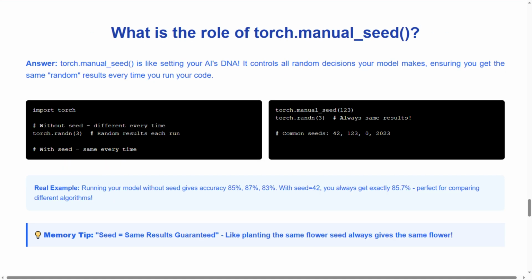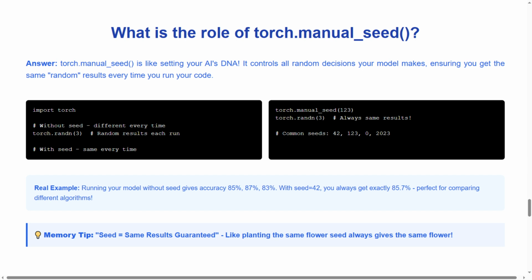Our next question is, what is the role of torch manual seed? Torch manual seed is like setting your AI's DNA. It controls all random decisions your model makes, ensuring you get the same random results every time you run your code. Running your model without a seed gives accuracy 85%, 87%, 83%.